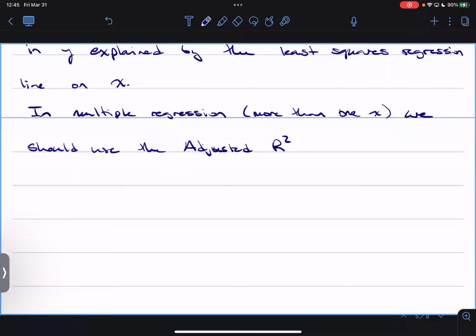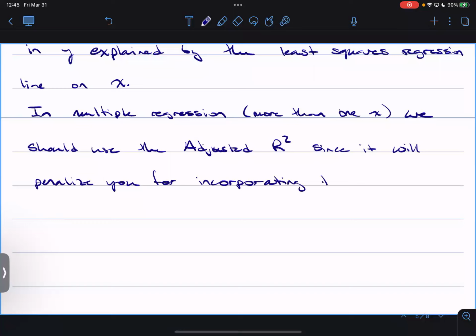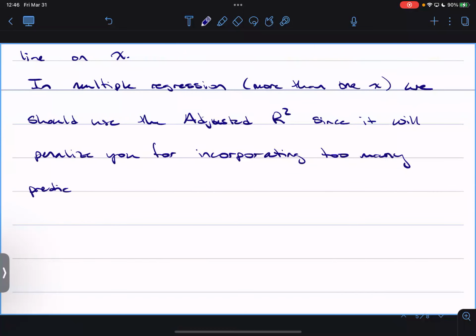So we should use the adjusted R squared since it will penalize you for incorporating too many predictors, which are X's, into your model. Usually we would call that overfitting, right? Overfitting the model.